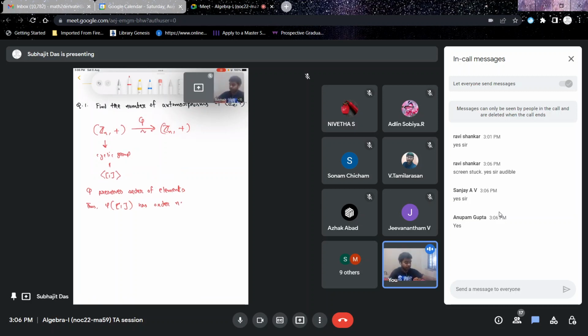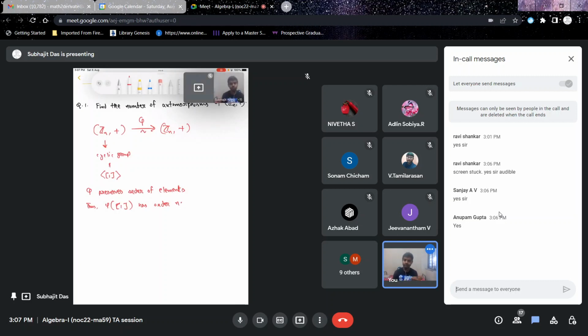What I was saying is that phi is an automorphism of Zn under addition, and therefore phi must preserve the order of all elements. In particular, if you take a generator of Zn under addition, which is an element of order n, then its image under this mapping should also be a generator of Zn, that is, it should also have order n. So phi of 1 has order n. And since Zn under addition is cyclic, the entire map phi, which is defined from Zn to Zn, is actually determined by where it takes the generator 1.